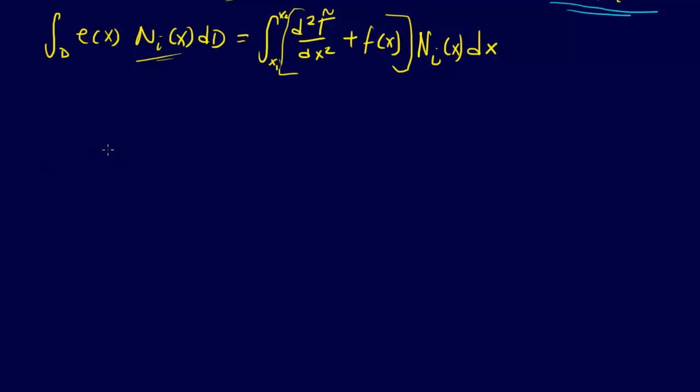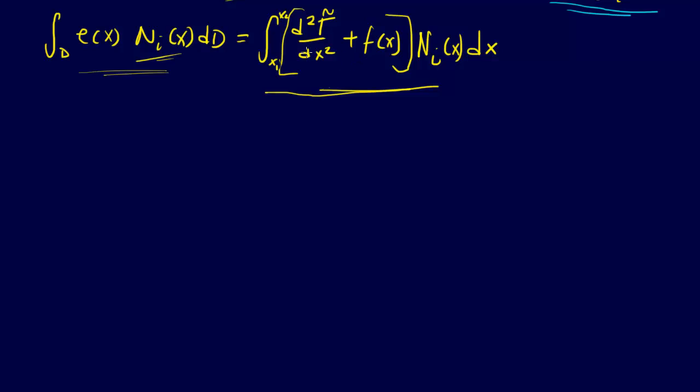All right, so continuing on with the solution, this is where we left off. The integral of e times Ni of x dx, across the entire solution domain, is equal to the integral from x1 to x2 of the second derivative of t squiggly with respect to x plus f of x, all times Ni of x dx. Okay, so this is what we have. This is what we want to simplify.